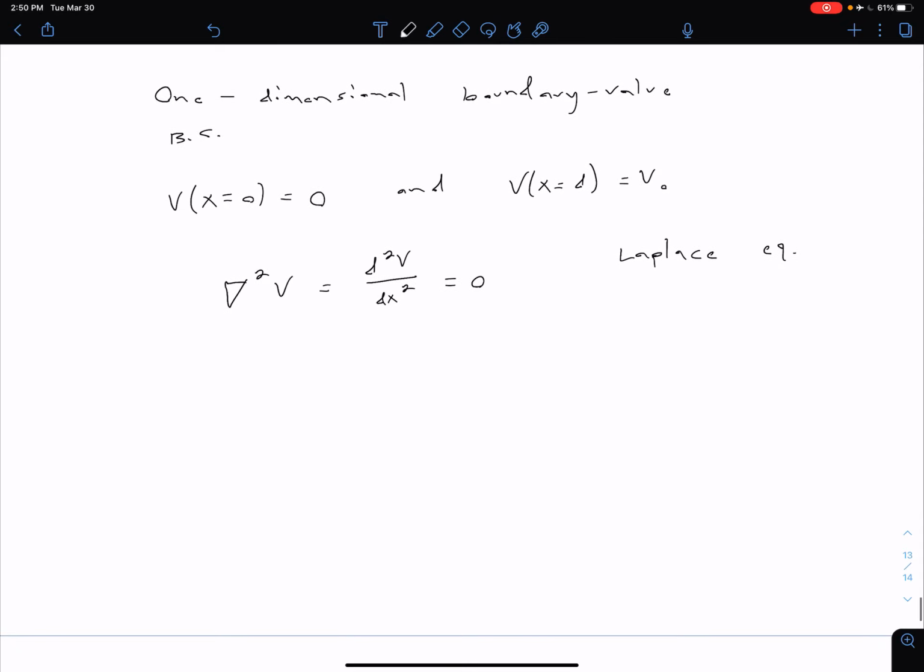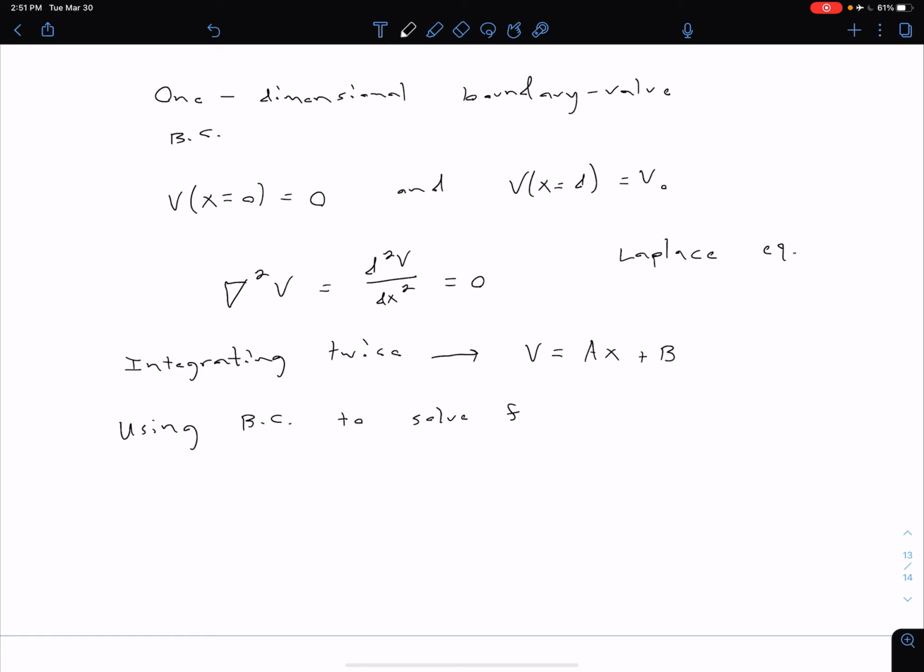Here, all we need to do is integrate this equation twice. We integrate the first time and we're going to get one constant. We integrate the second time, it's that constant times x plus a second constant. So we end up with V equals ax plus b, where a and b are constants of integration. What we want to do now is use our boundary conditions to solve for our integration constants, which again are a and b.